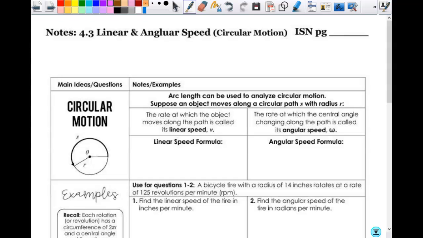Alrighty, so today we're looking at linear and angular speed. It's going on page 98 when we are done. What is another word for speed? Velocity. Yes. Velocity.